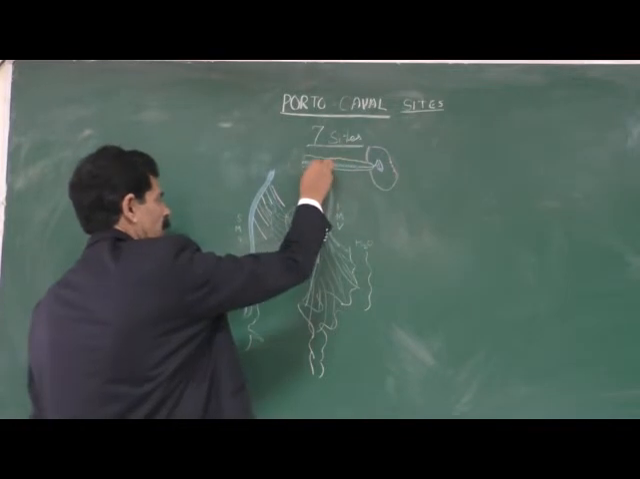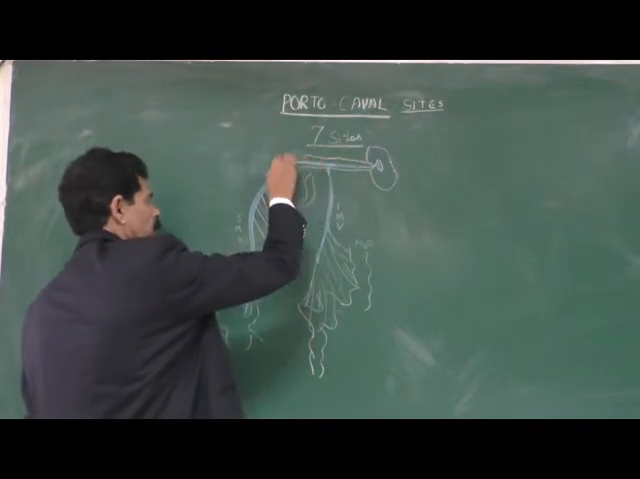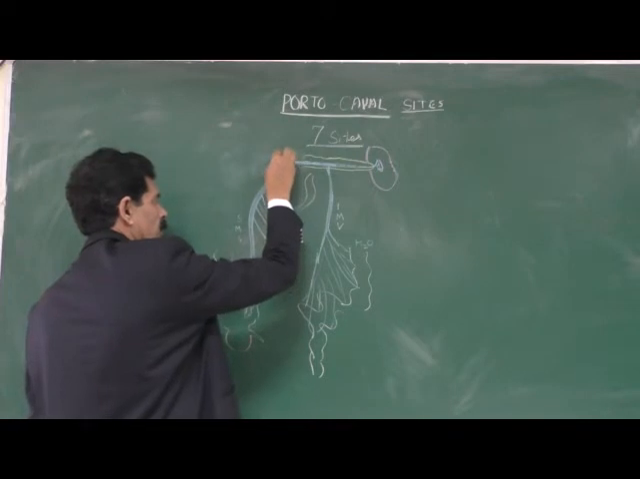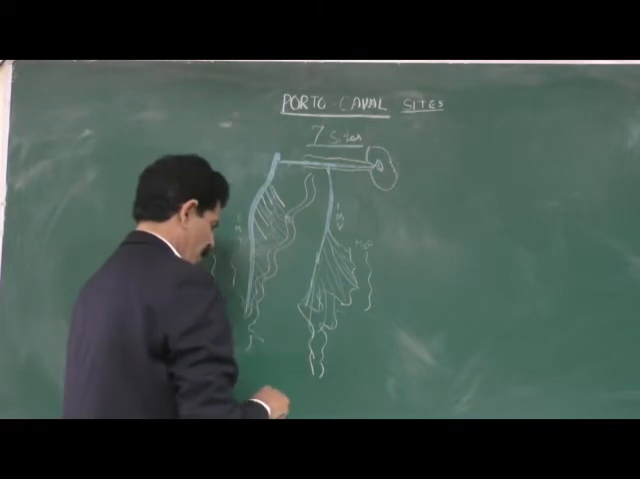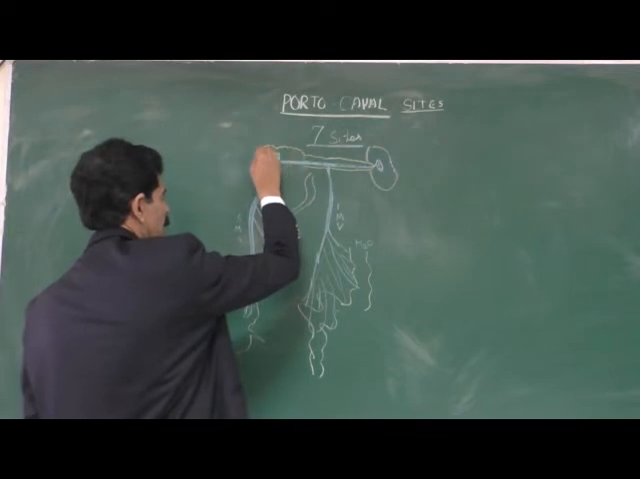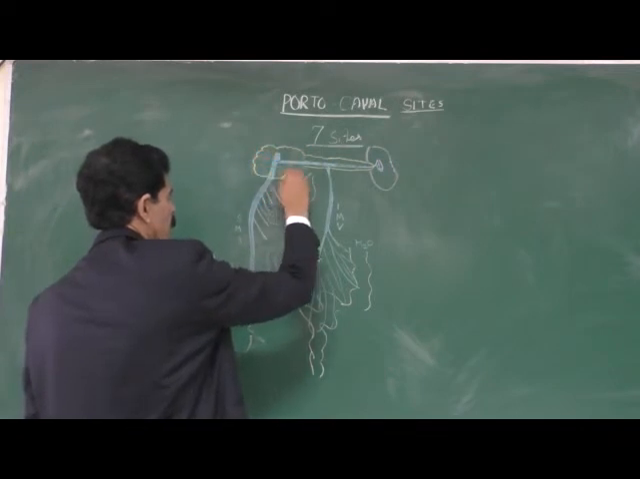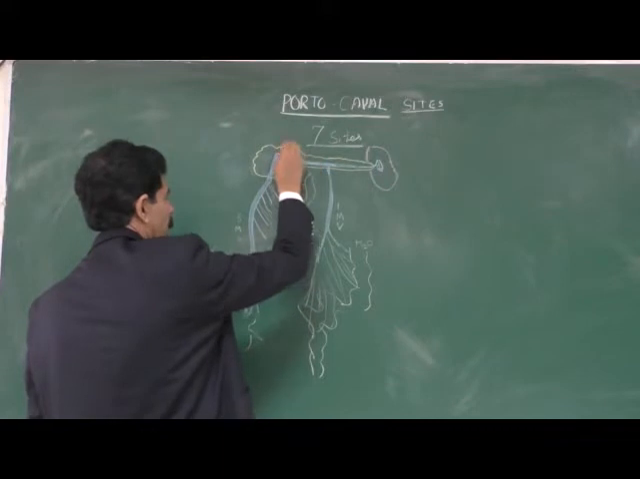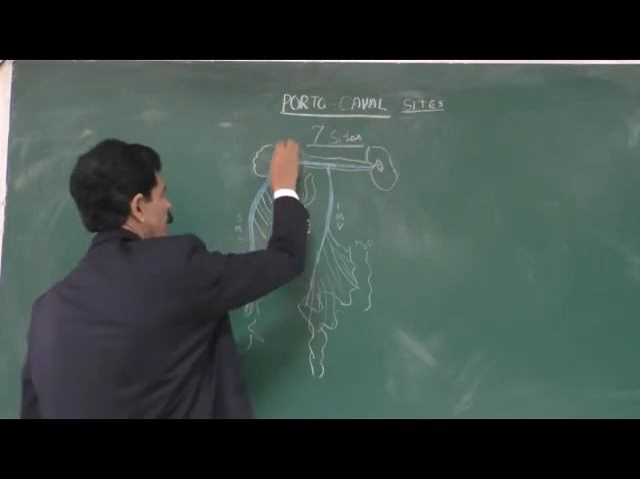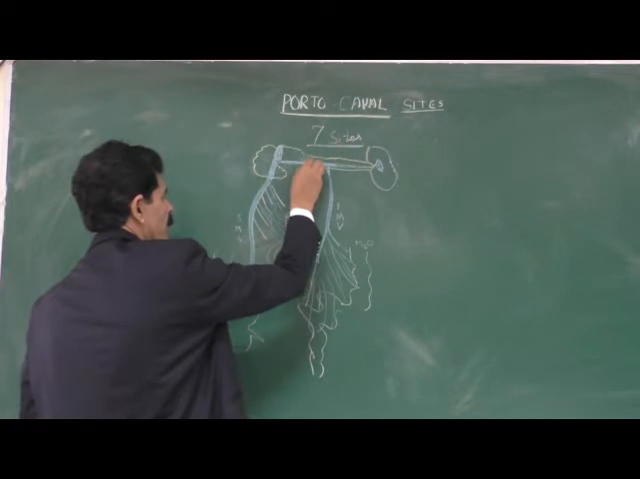And the splenic vein then ultimately will unite with the superior mesenteric vein. And after union, it forms a vein that is called the portal vein. And this portal vein lies behind the neck of the pancreas. This is the head, this is the neck, this is the body of the pancreas. So the portal vein is formed behind the neck of the pancreas by the meeting of the splenic vein and the superior mesenteric vein.